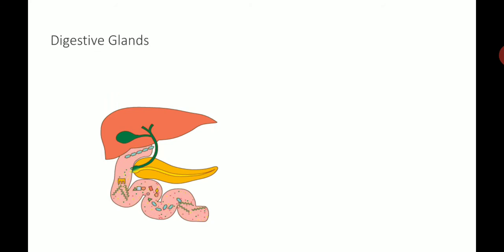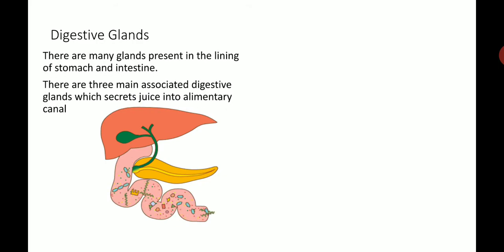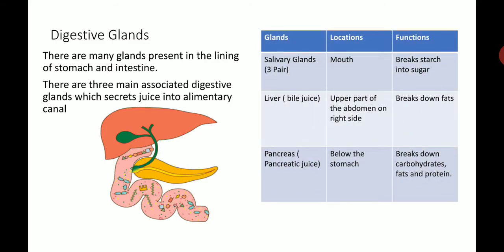Now in this picture, children, you can see the various digestive glands. There are many glands present in the lining of the stomach and the intestine, and there are 3 main associated digestive glands which secrete juice into the alimentary canal. These glands are the salivary glands present in the mouth, the liver present in the upper part of the abdomen on the right side, and the pancreas, which is located just below the stomach. The salivary glands are three pairs, that is 6 in number, and their function is to break the starch into sugar.